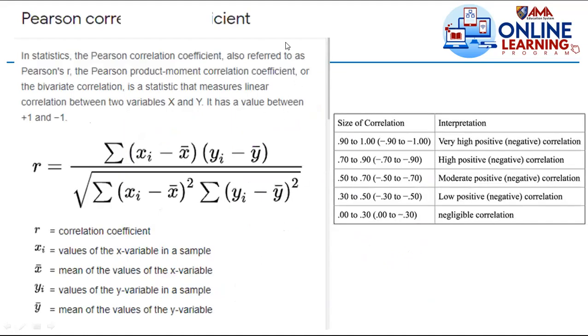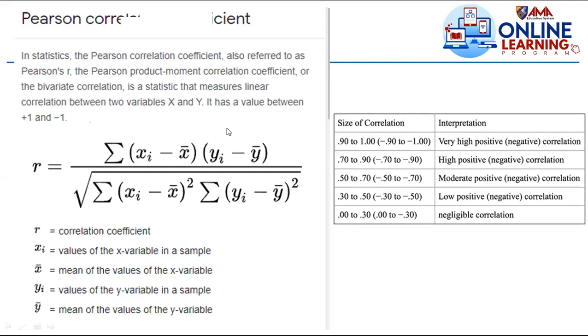So we have now the Pearson correlation. In statistics, the Pearson correlation coefficient, also referred to as Pearson r. So ito na yung ano natin. We're already done with last week's mean, median, and mode. So it's a part of statistics. Tulad din dito, meron din tayong statistical tool. We call this one Pearson correlation.